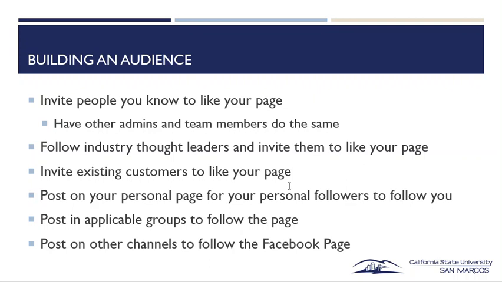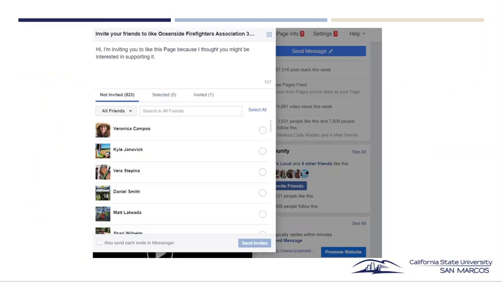Post in groups to follow the page, and post on other channels to follow your Facebook page. So say if you have an Instagram, or post on your website, make sure there's a link on your website. You might want to do an email announcement, and I'll get into that. Here's some examples here. Screenshot here.